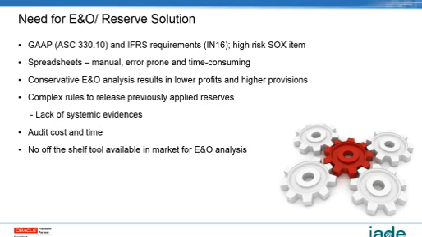One more thing I've seen is complex rules to release previously applied reserves. Every company will have their own rules and policies on how to release previously applied reserves. And one of the things I've seen is, when you are trying to release, you need to have evidence against which you are releasing these reserves, because that is basically nothing but a pure profit for your company. So it needs a lot of systemic evidence that you have to provide when you are releasing a previously applied reserve.